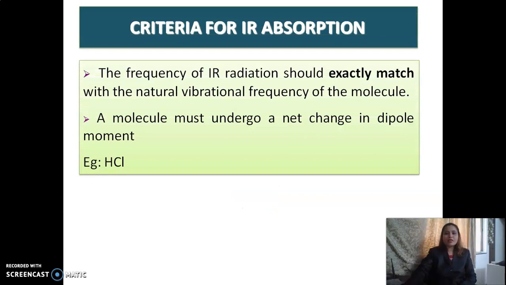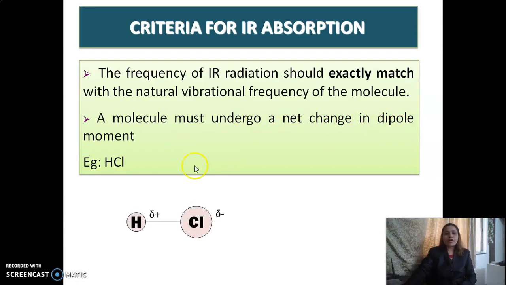Yes, your answer is correct. Not all the compounds can absorb the IR radiation. So here I would introduce which type of compound will absorb the IR radiation. The criteria for IR absorption is that the frequency of IR radiation should exactly match with the natural vibrational frequency of the molecule. A molecule must undergo a net change in the dipole moment.